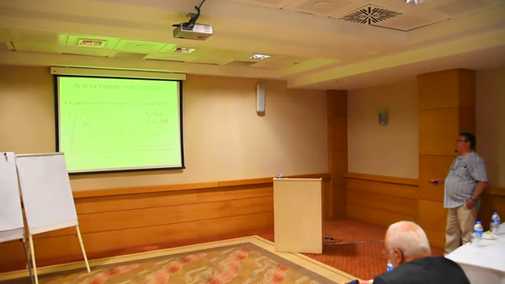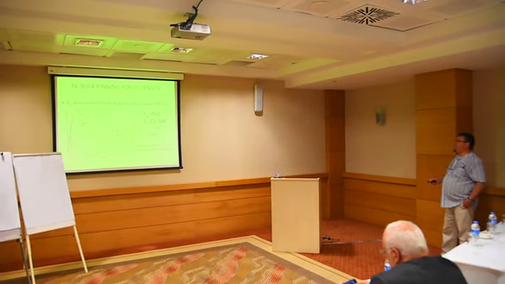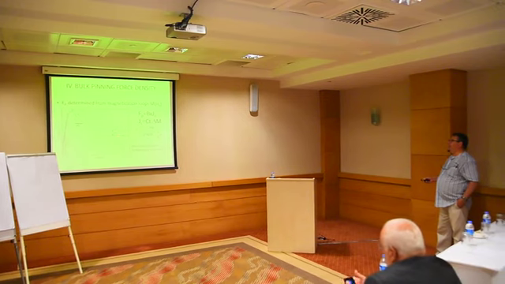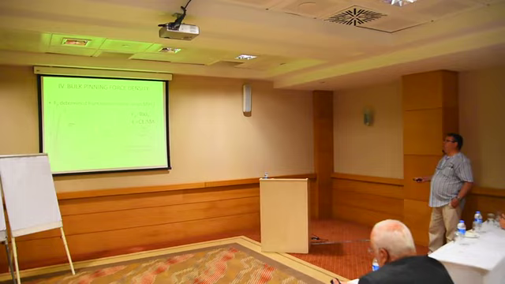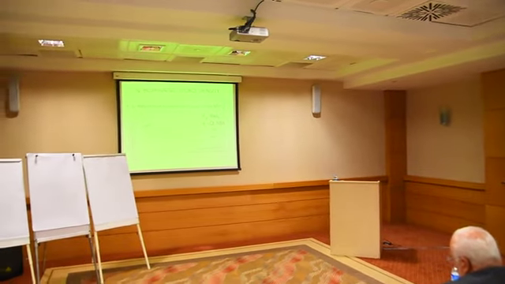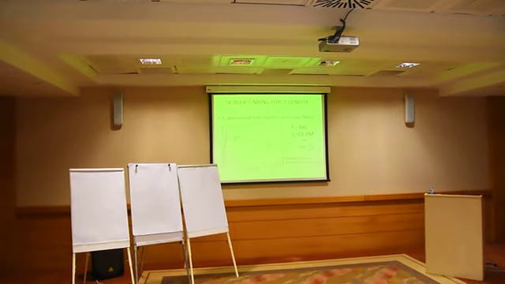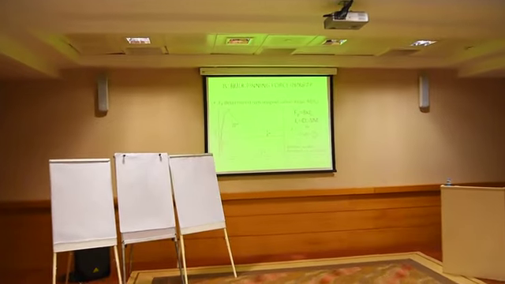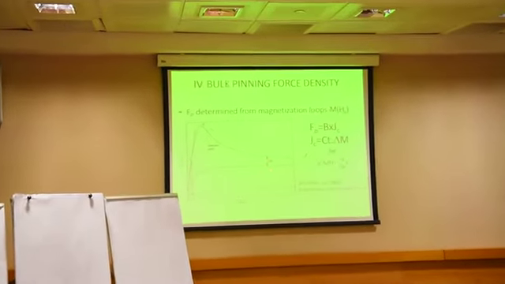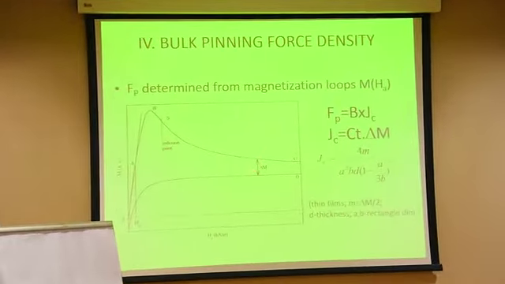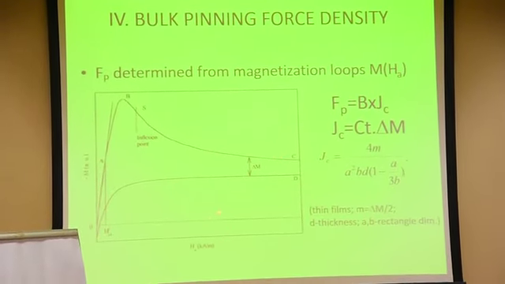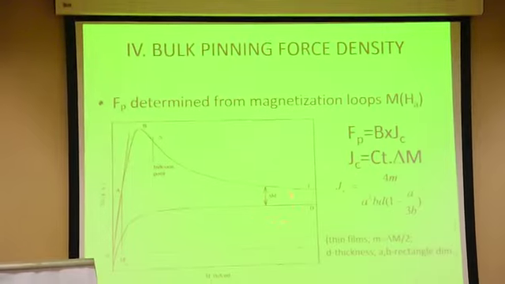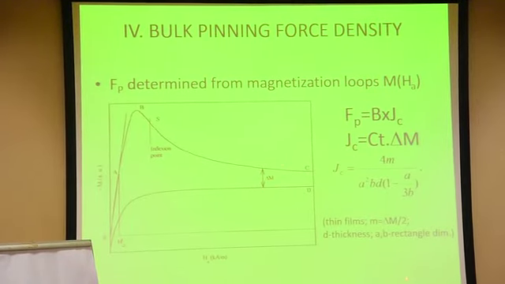So the first one is the difference between, so we start with this, go here, and then we reverse the field, jump here, and then go back. So we will see an irreversible magnetization for this field region. At a given applied field, we will see a difference in the magnetic response for field up and field down. And this one, delta M, is proportional to the critical current density.